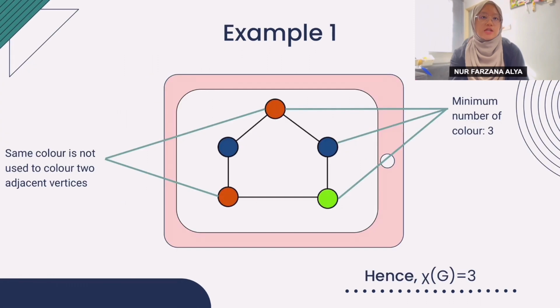So we move on to the example 1. As you can see that in this graph, even though we use the orange color for 2 times, the color is not used to color two adjacent vertices. So you can see that in this graph you have 3 colors, which are orange, blue, and green. So the minimum number of color is 3. Hence, the chromatic number also will be 3.